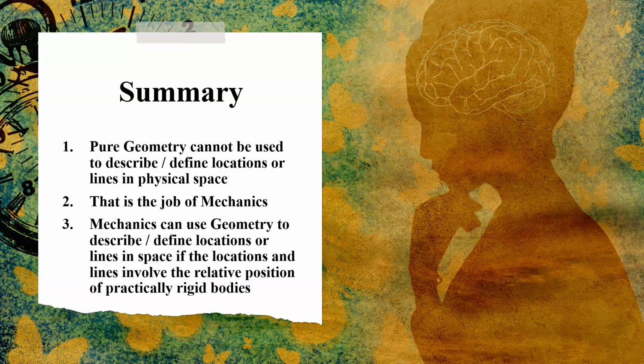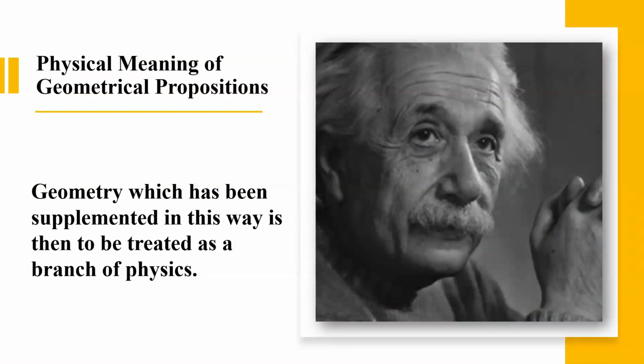First, we summarize Einstein's explanation so far. Pure geometry as a branch of mathematics cannot be used to describe, define locations or lines in space. That is the job of mechanics. However, mechanics can use geometry to describe, define locations or lines in space if the locations and lines involve the relative position of practically rigid bodies. Geometry, which has been supplemented in this way, is then to be treated as a branch of physics.